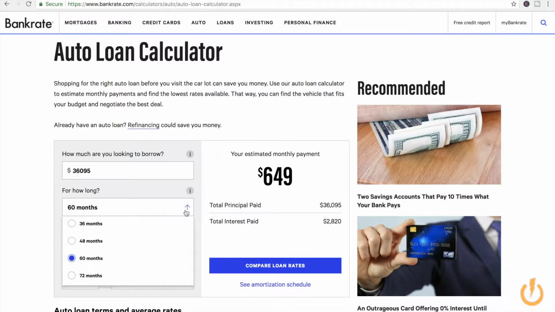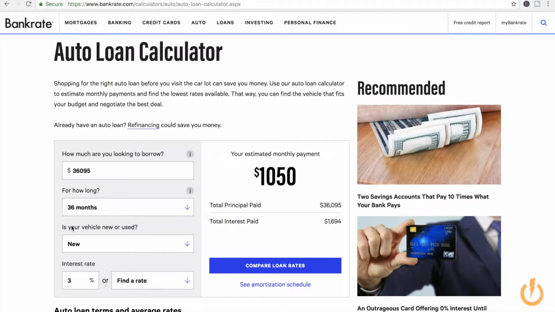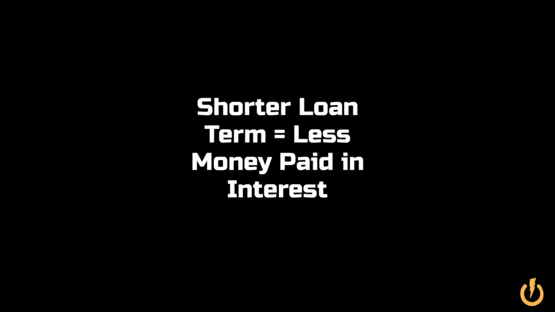Now let's say if we shortened the loan amount to 36 months. You see that the monthly payment ended up going up. Our interest paid went down to $1,600. So the sooner that you can pay off the loan, the lower your interest rate will be.